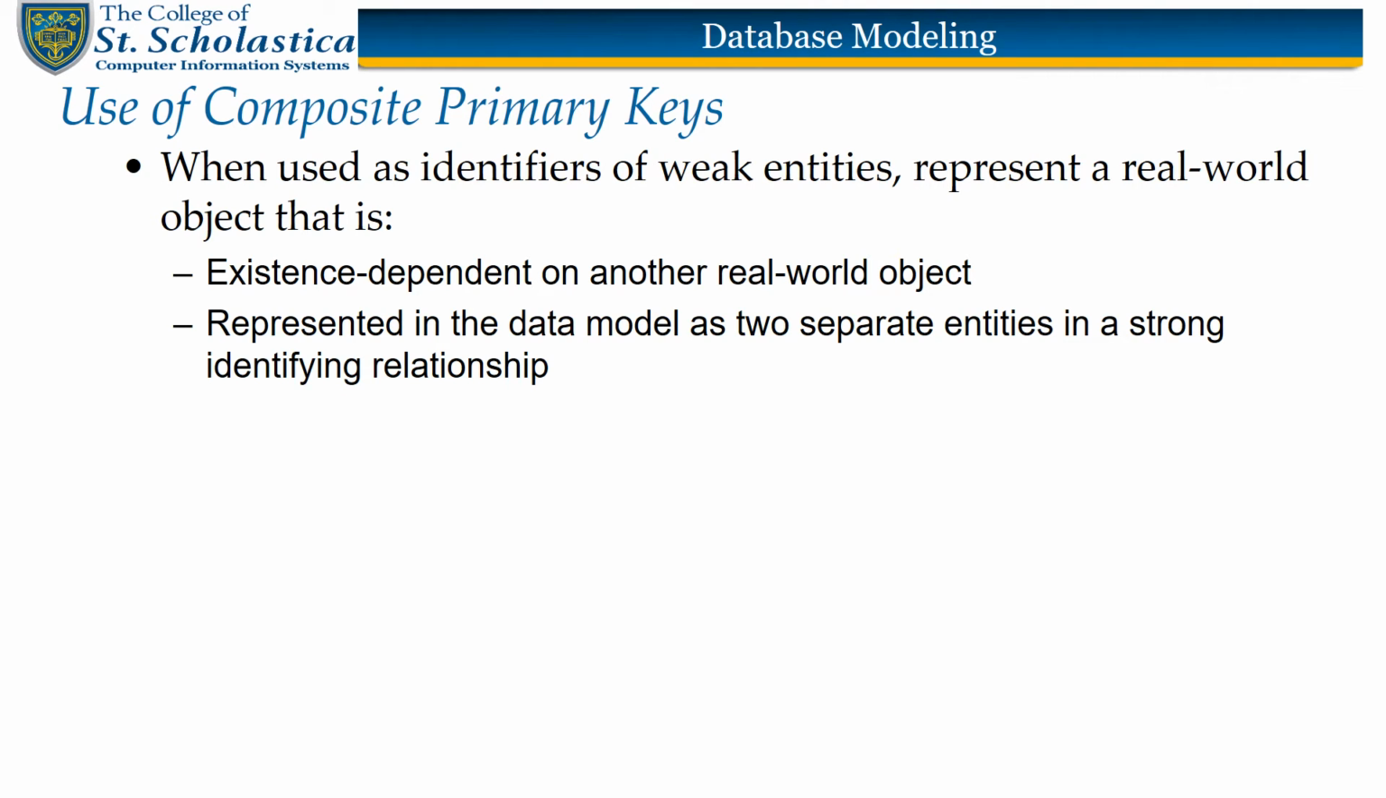In the second case, identifiers of weak entities are represented in two ways: as a real-world object that is existence dependent on another real-world object, such as an employee and their dependent, or as a real object that is represented in the data model as two separate entities in a strong identifying relationship, such as invoice and its line entity. In both situations, having a strong identifying relationship ensures that the dependent entity can exist only when it is related to the parent entity.